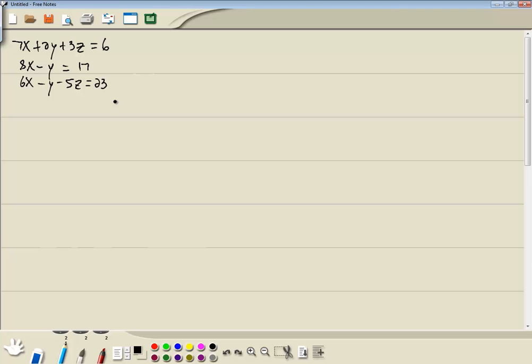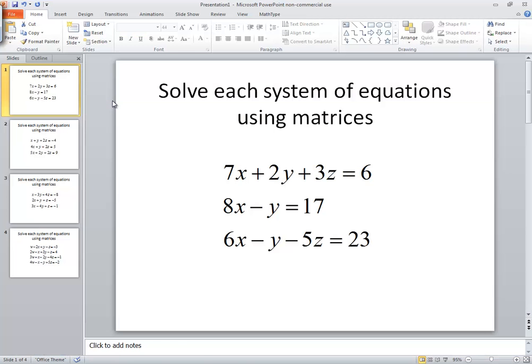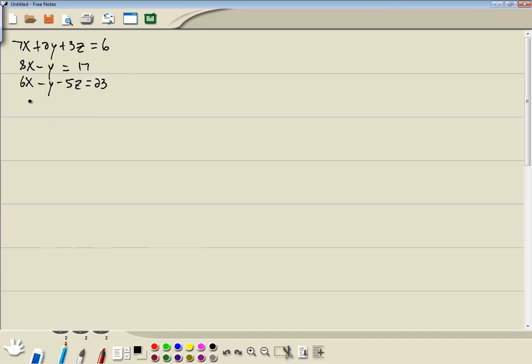And let me double check all my signs and numbers, and that looks right. So let's write down the matrix that goes along with this. We'll drop our x, y, z's and equals, keep the numbers and our signs. So I got 7, 2, 3, 6, 8, negative 1. We're missing the z, so I put a 0 there. 17. 6, negative 1, negative 5, and 23. Again, let me just do a quick check on my signs. That looks good. Okay.